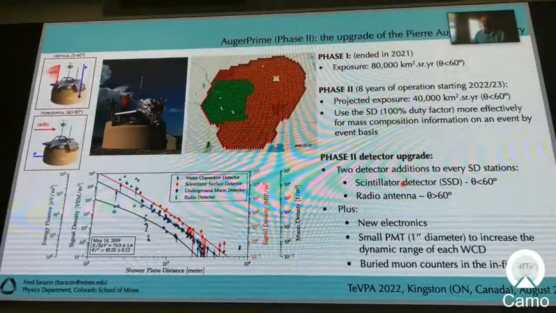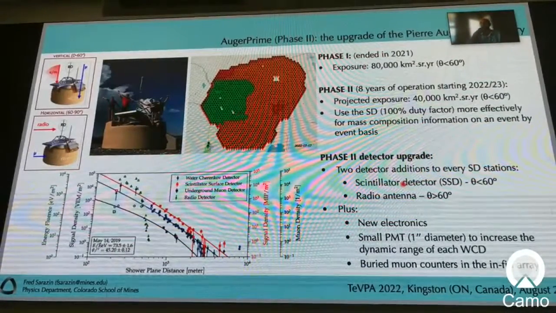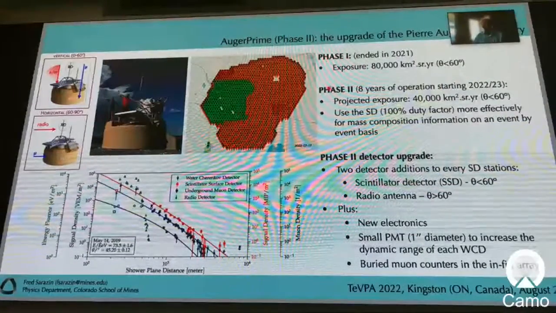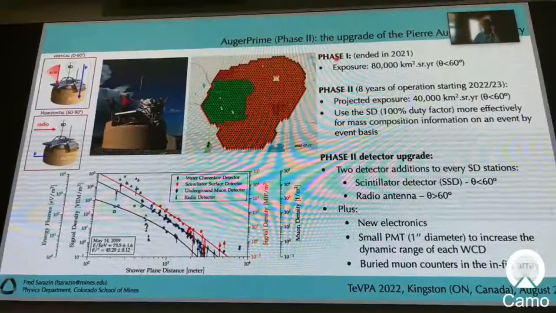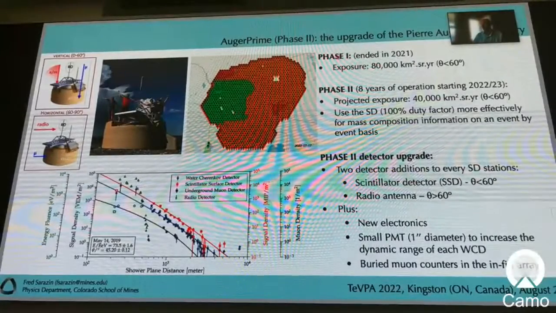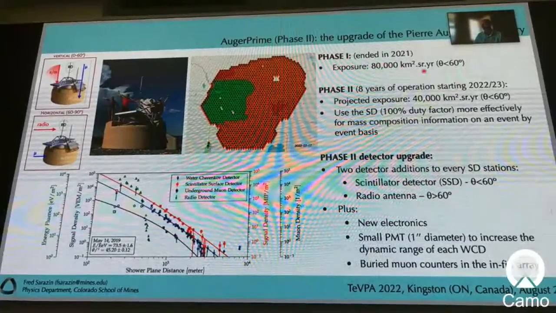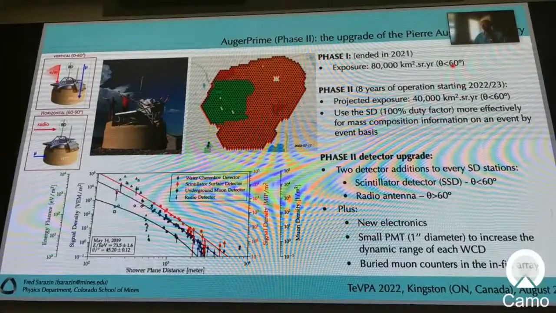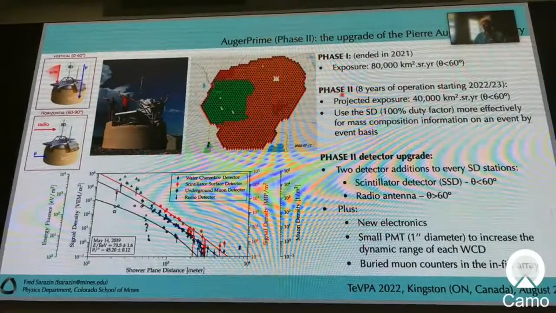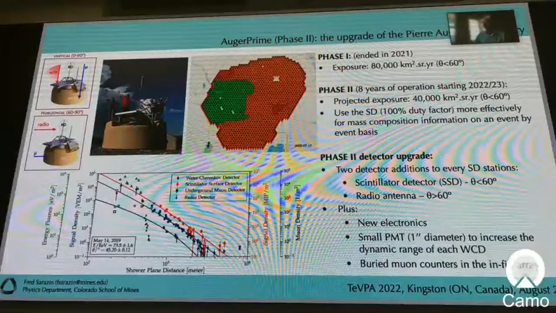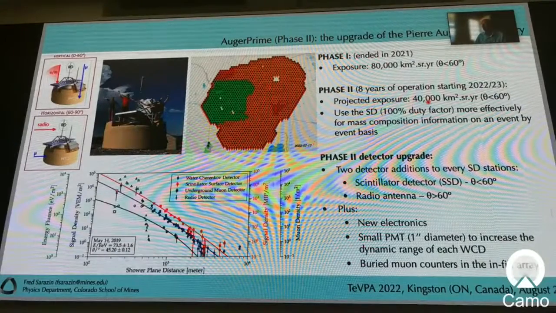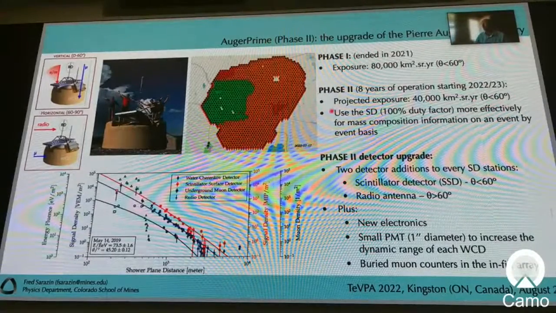You have already heard that Auger is undergoing an upgrade, AugerPrime. For the purpose of this talk, we are talking about phase 1 and phase 2. Phase 1 ended sometime in 2021, with a total exposure of 80,000 square kilometers per year steradian for vertical showers, with zenith angles less than 60 degrees. Phase 2 is about to start as we continue to deploy stations, as we mention in a second. The projected exposure is going to be about 40,000 square kilometers per year steradian for vertical showers.